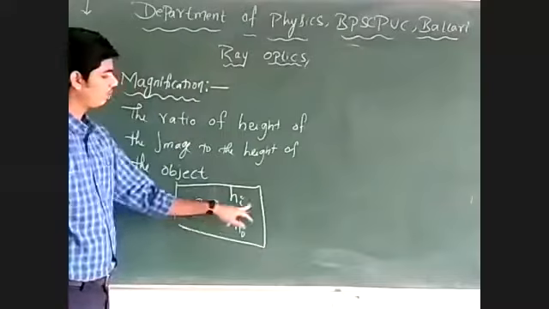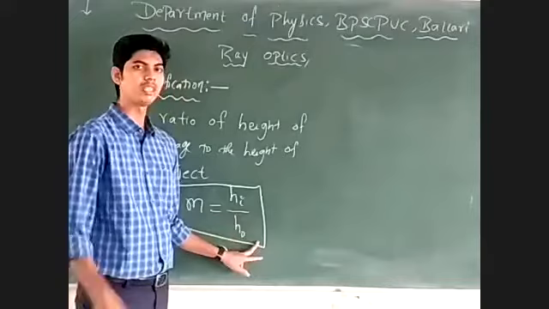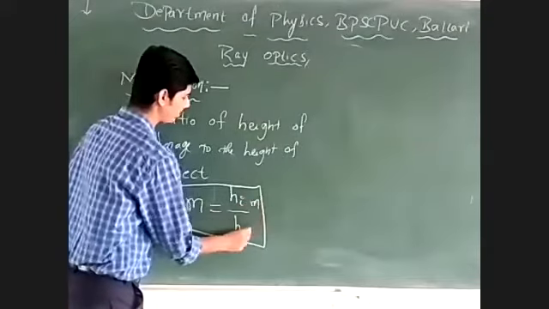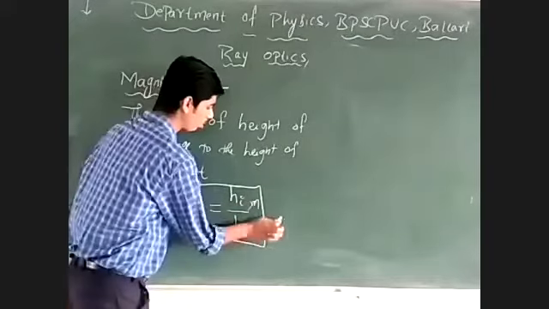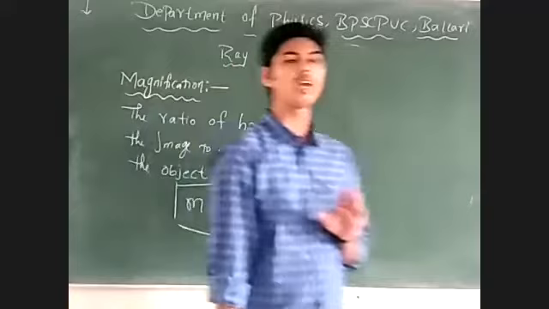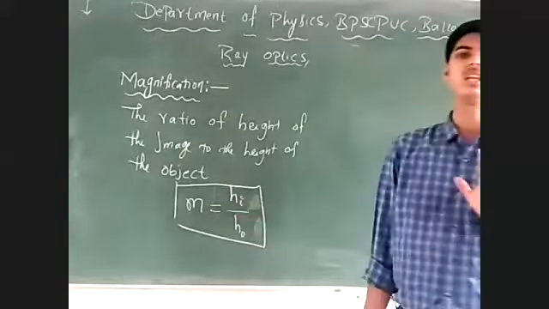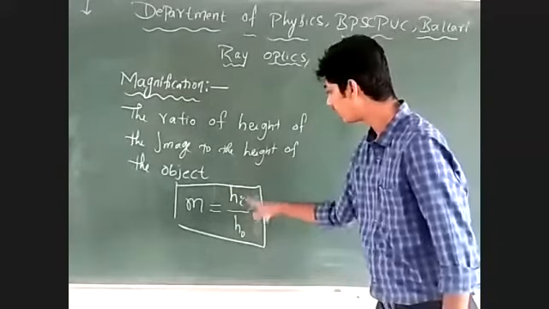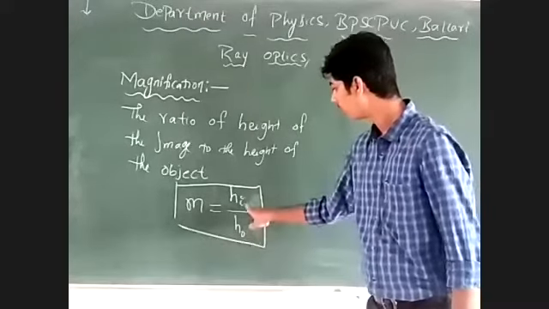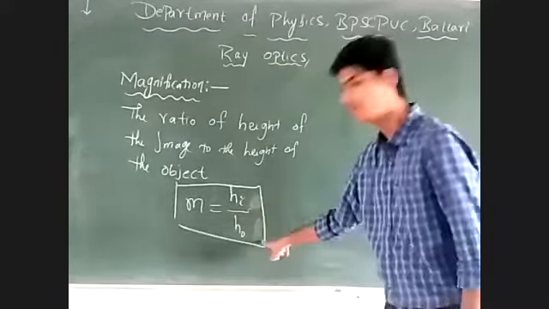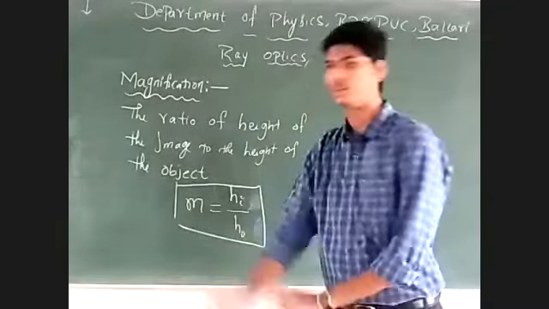See, height of the image will be measured in meters or centimeters. Height of the object will also be measured in meters or centimeters. Here, meter and meter get cancelled out. So magnification will not have any unit. Remember this. Magnification will not have any unit because it's the ratio of the same two physical quantities. Numerator is height, denominator is height. This will be measured in meter, and this will be measured in meter. Meter and meter get cancelled out. This is the idea of magnification.